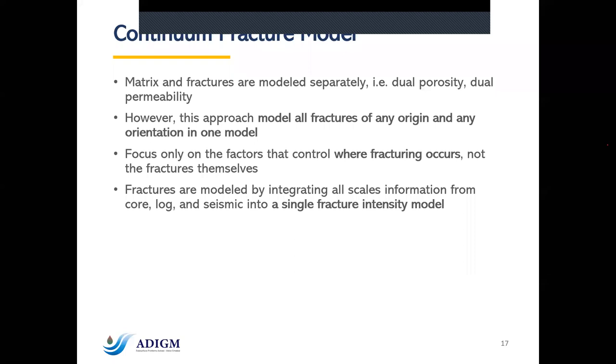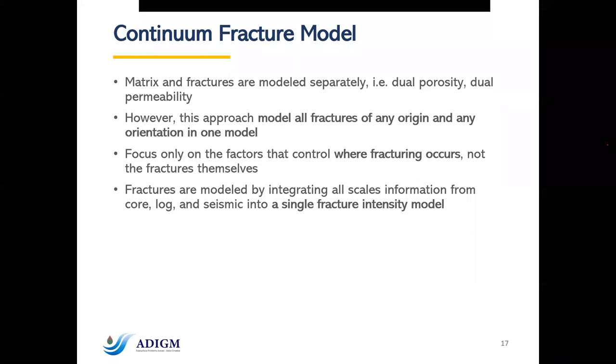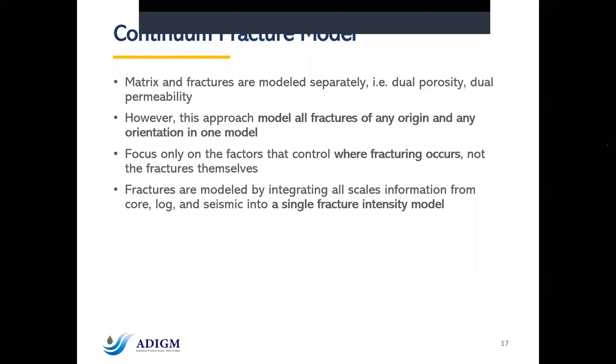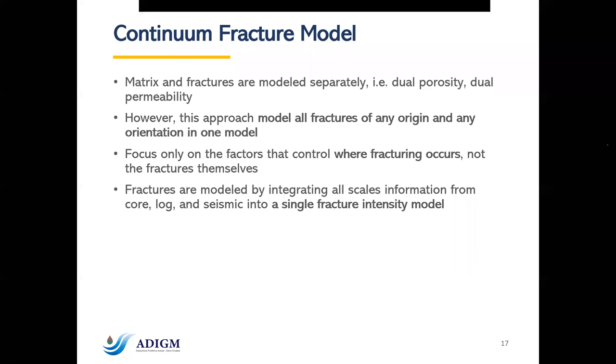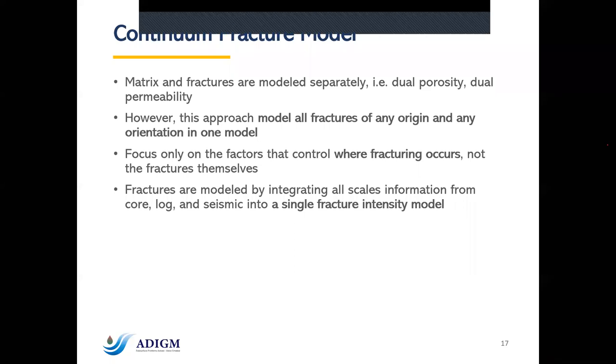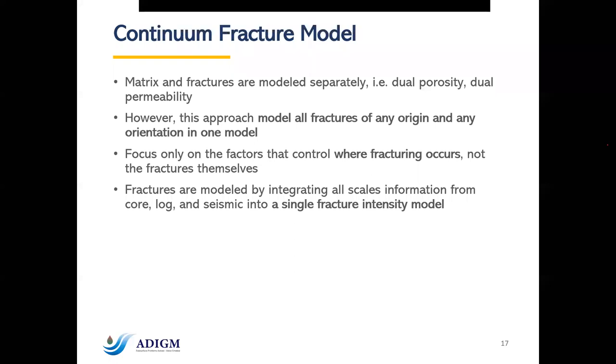In continuum fracture modeling, we also separate the matrix and fractures, so it is dual porosity, dual permeability. But it tries to model all the fractures of any origin and any orientation in one model. Regardless of fracture orientation or timing, it tries to combine all of them into one. So it focuses only on the factors that control where the fracture occurs, but not the detail of the fracture itself.